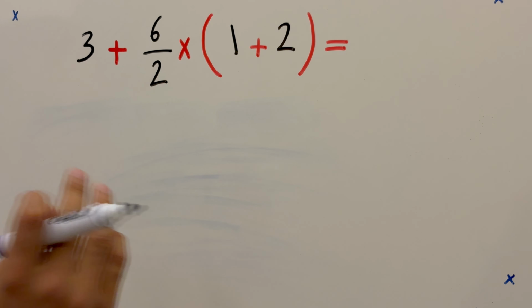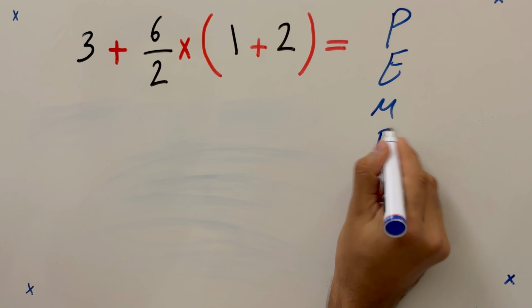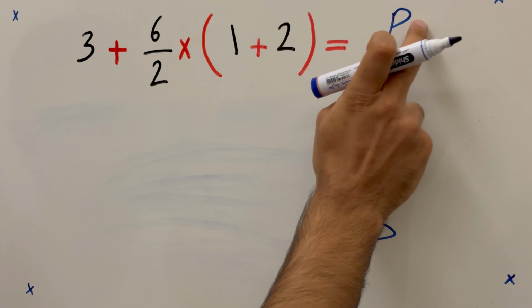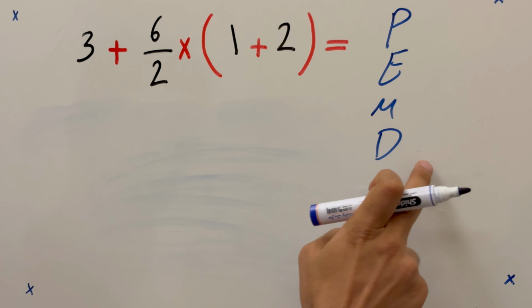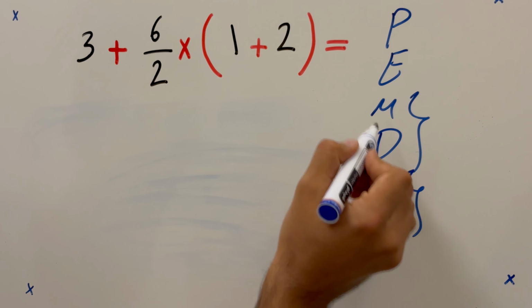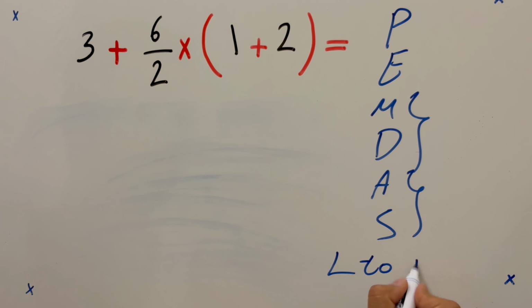Remember, you have to follow the PEMDAS rule. Okay? First, parenthesis. Then exponent. After that, multiplication and division. They are on the same level. After that, addition and subtraction. They are also on the same level. So, when you have both, you solve them from left to right.